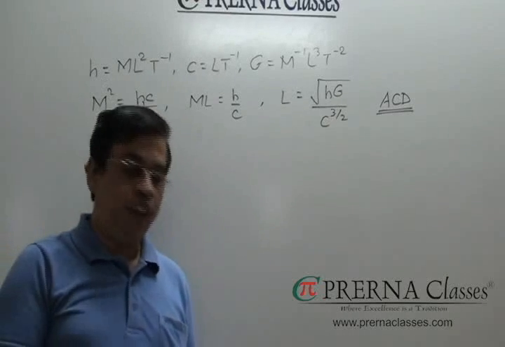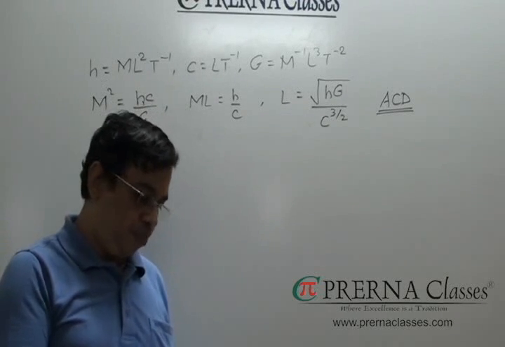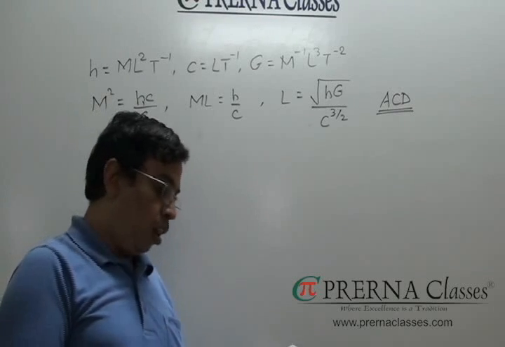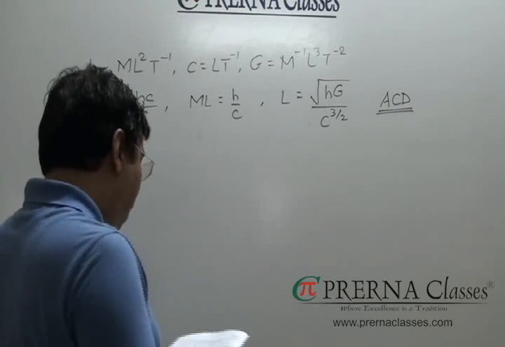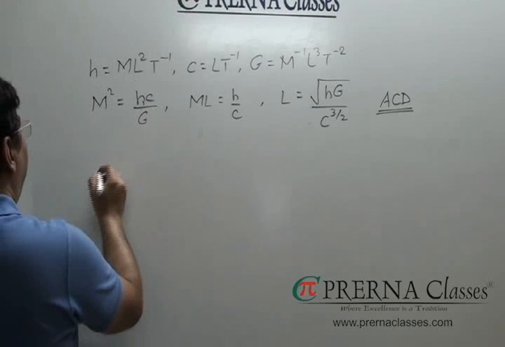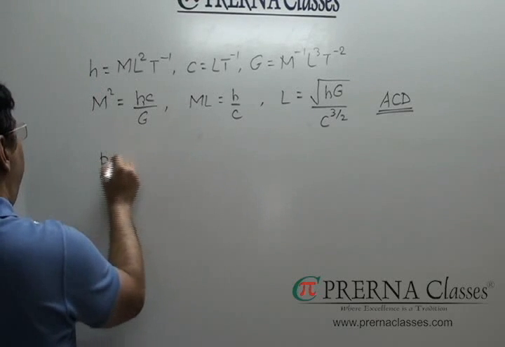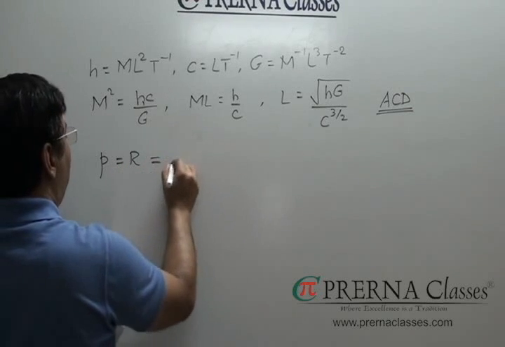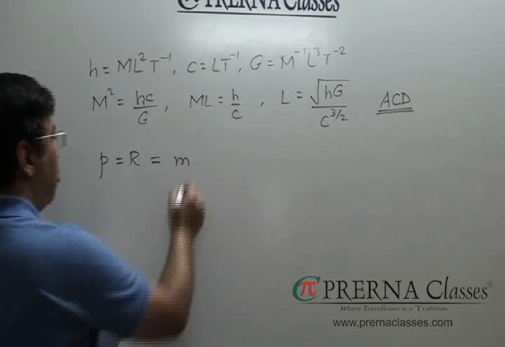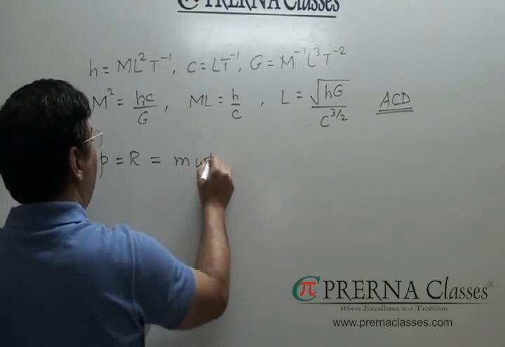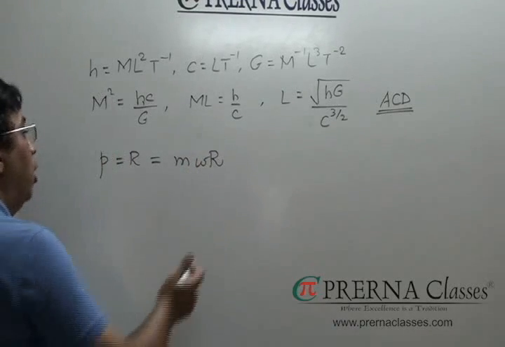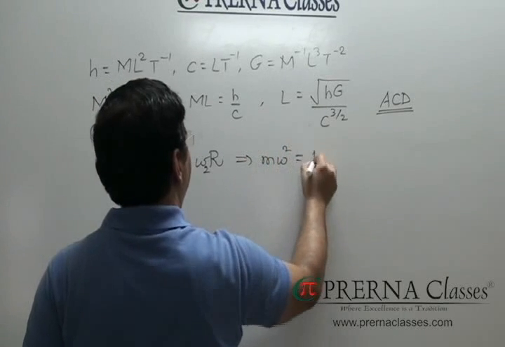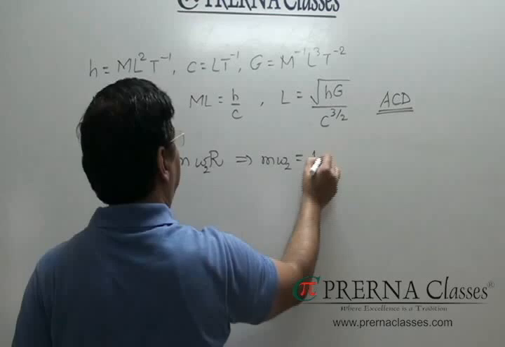The next question dealt with 2 independent harmonic oscillators, with some information provided about their momentum, etc. For the second particle, what we are getting is that the maximum value of the momentum is equal to R. We also know that the maximum momentum has to be equal to m into V maximum. V maximum I can write as omega into the amplitude, that is R. So therefore I get that m omega 2 should be equal to 1.